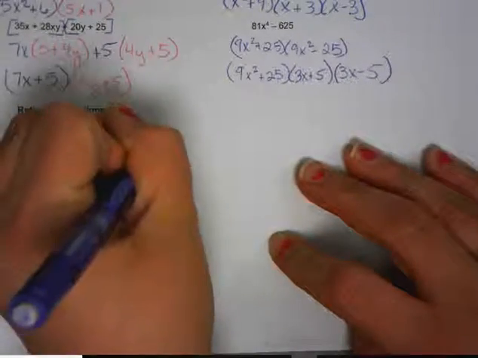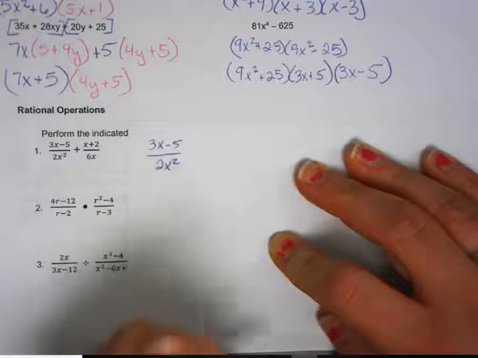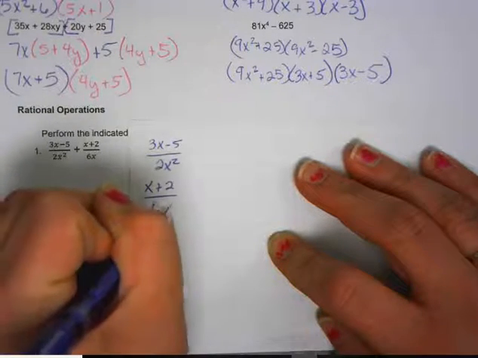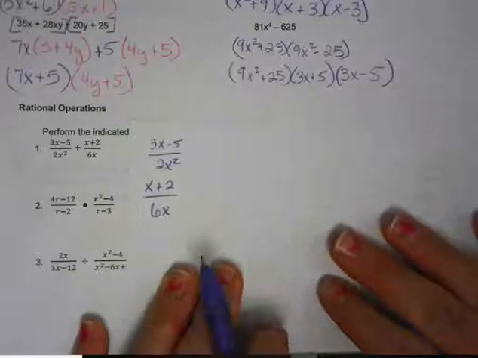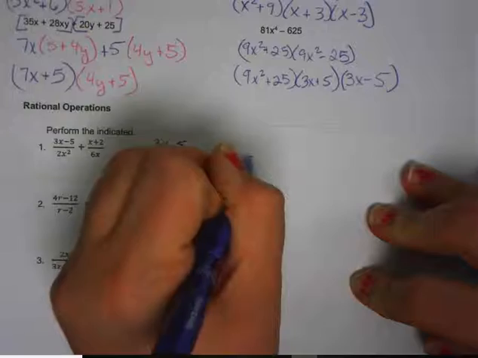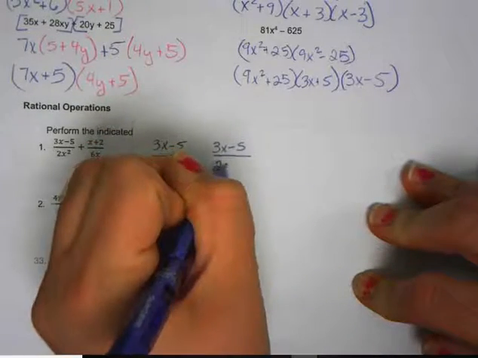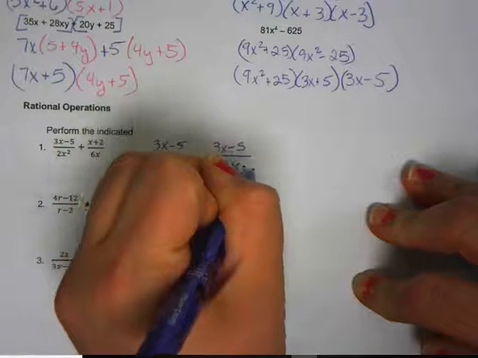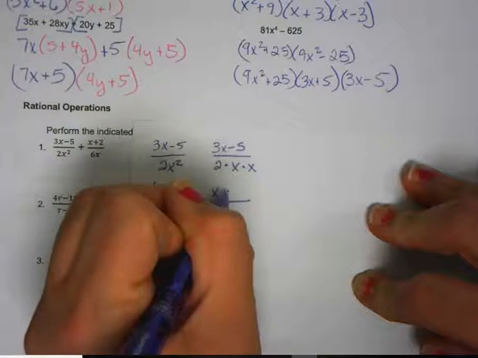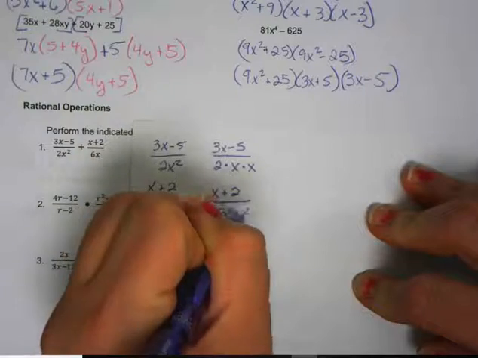So we have 3x minus 5 over 2x squared, and we need to have a common denominator with x plus 2 over 6x. So what we need to do is break down our denominators and find common factors so we can figure out how to make them the same denominator. We're going to leave the top the same for now. I'm going to break down the denominator 2x squared to 2 times x times x. Then x plus 2 over 6x, and that's going to be 2 times 3 times x.